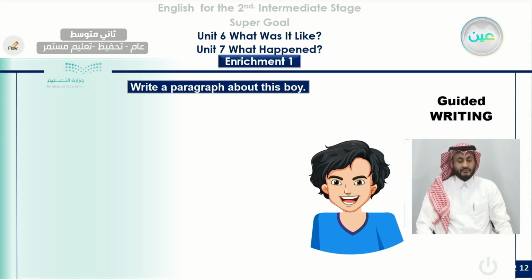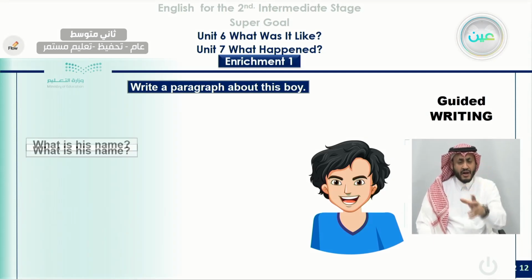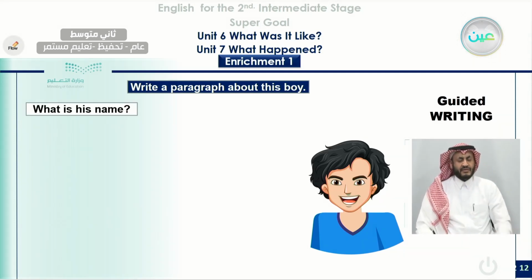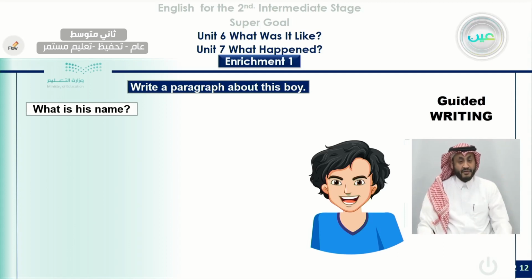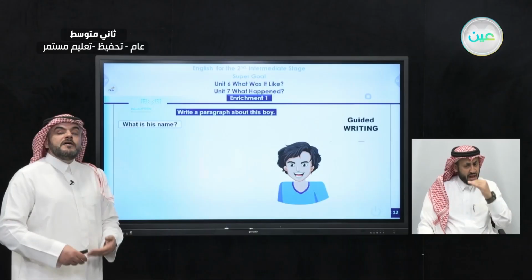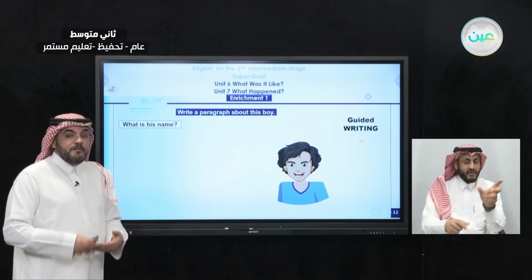Now let's take an example here. Write a paragraph about this boy. You can see a boy here, and the teacher might give you some helping phrases or helping words, but the teacher here gives questions. If you answer these questions, you can make a paragraph, a piece of writing.